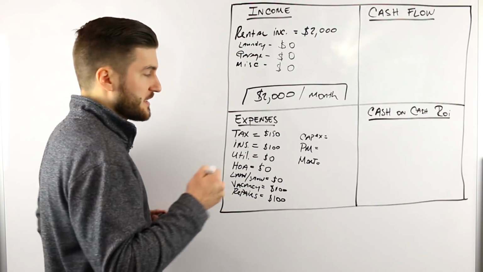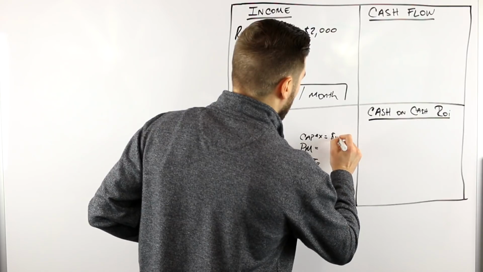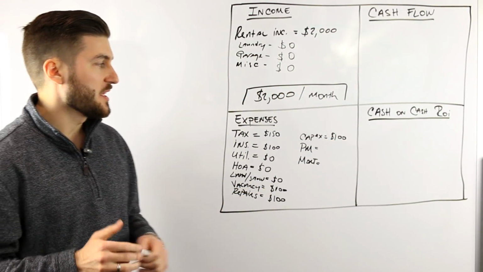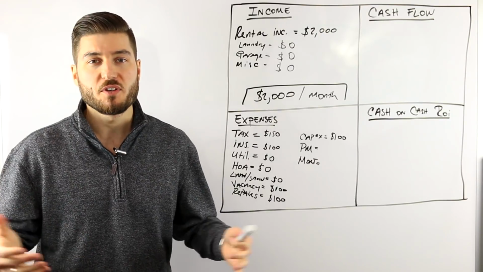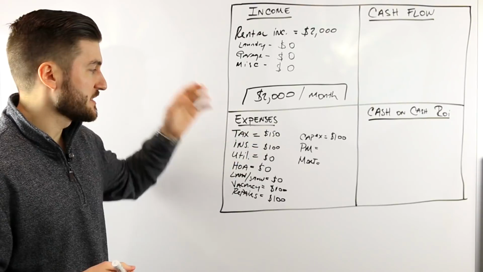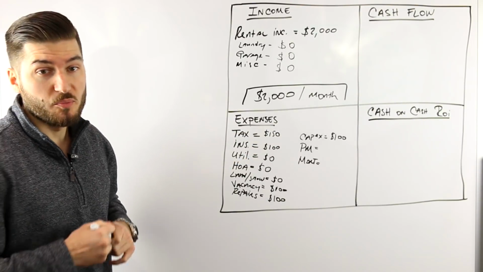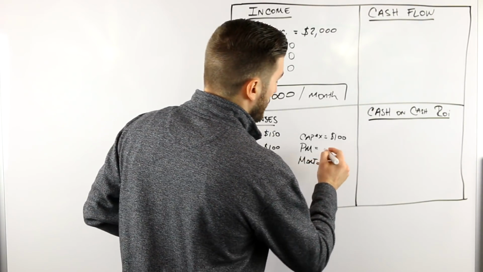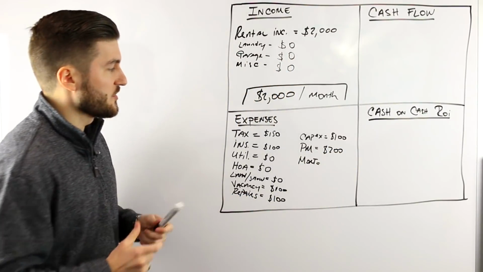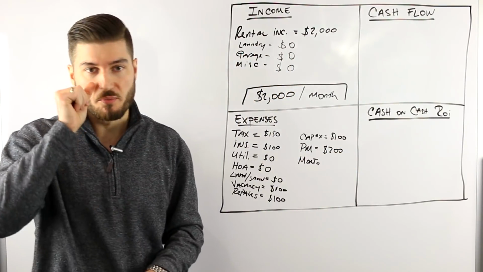Now, Capex, this is going to be $100 as well. This is not a number that's set in stone, but again, over the course of X amount of years, there may be some big things that go wrong with the property, so you want to just be able to set this aside. So property management, like I said, property managers typically charge 10% of the gross rents. So 10% of $2,000 is $200.